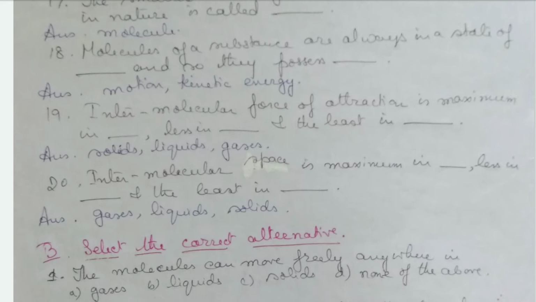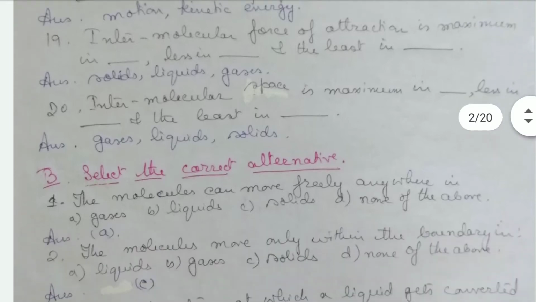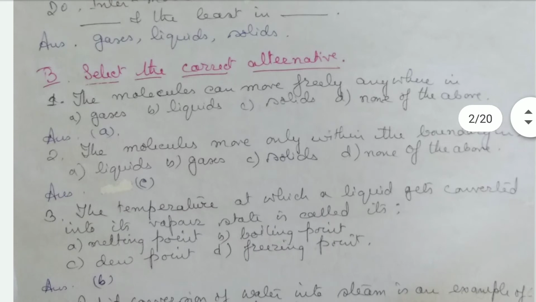Okay, because intermolecular spaces in solids are maximum, less in liquids, and minimum in gases. Okay, then intermolecular space is the thing I discussed. Comes the next question: intermolecular space is maximum in gases, less in liquids, and the least in solids. Okay, now select the correct alternative. The molecules can move freely anywhere in the gases. The molecules move only within the boundary in case of solids.